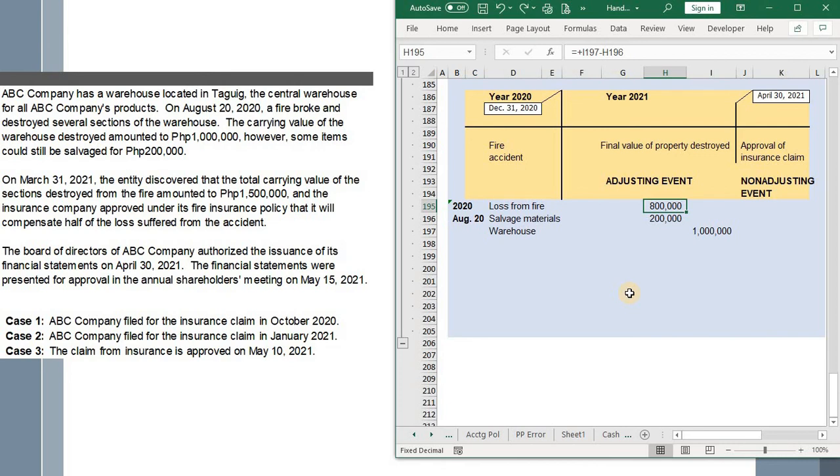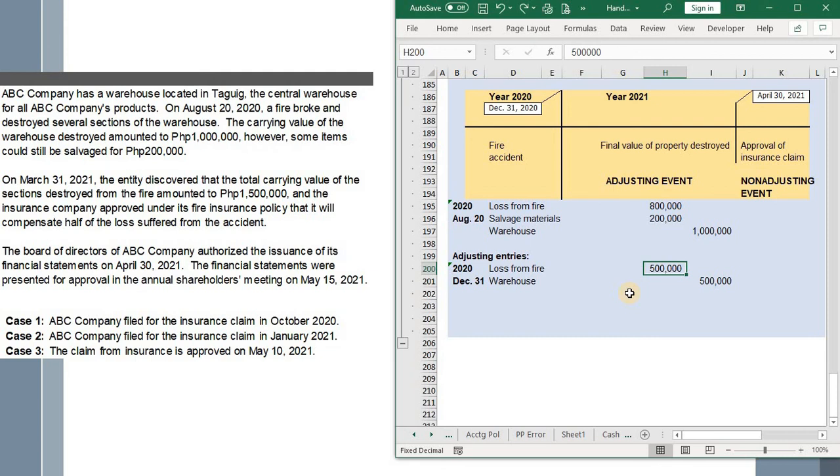However, the adjusting entry would only relate to the adjusting event, which is the determination of the final value of the property destroyed, where we need to record an additional 500,000 pesos for the derecognition of the warehouse. So that will be on December 31, 2020. Again, the information is discovered in 2021, which means that the journal entries will actually be prepared in 2021, but the journal entries must be recorded in the books for 2020. So that will be a credit to warehouse for 500,000 and a debit to loss from fire for 500,000 pesos.